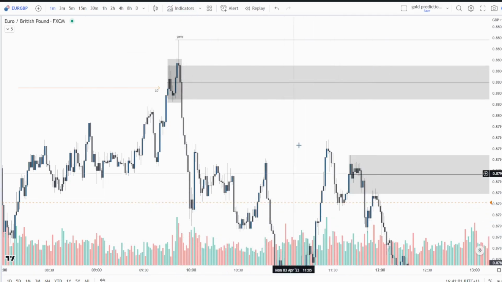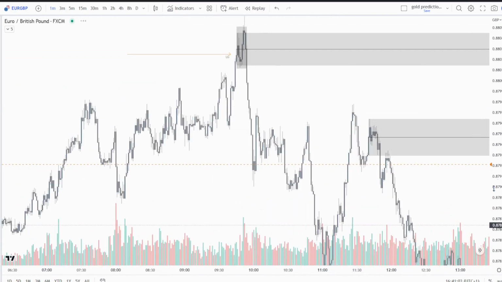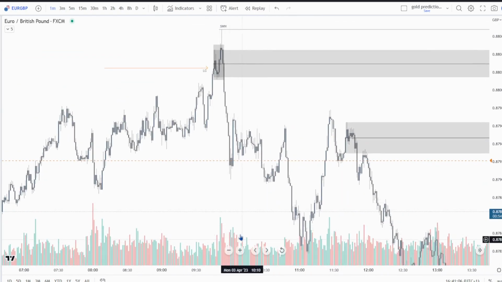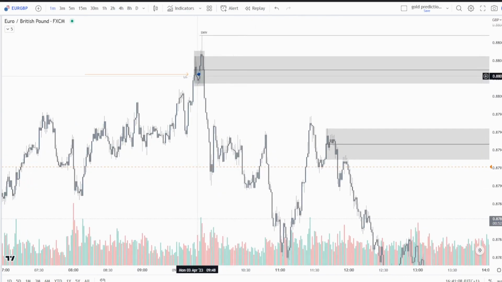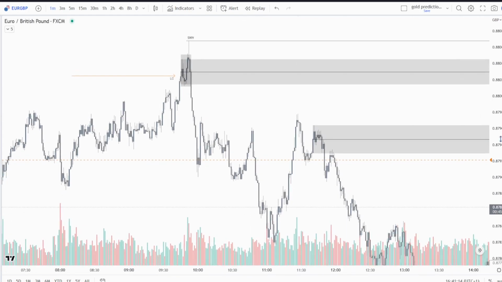Now you can change the colors of all this stuff if you want to. Personally, I don't use the volume indicator itself. I just visually look at what price is showing me. If you want to, like I say, you can use this. It's a very easy way of being able to identify it.